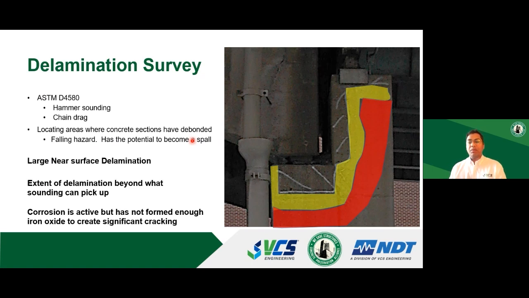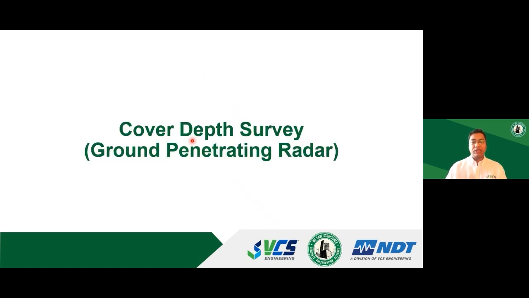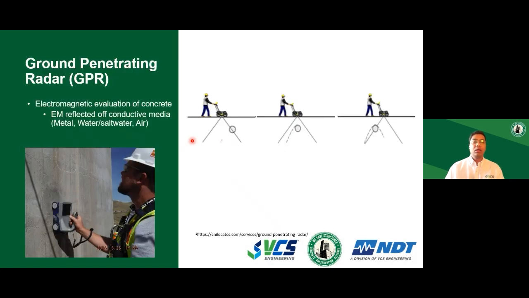My recommendation would be we need to use some advanced techniques to accurately assess, okay, this is where my damaged concrete is, and this is where I need to focus my attention for future corrosion mitigation or repairs. The more advanced techniques we often use in conjunction with hammer sounding and visual inspection is cover depth surveys using ground penetrating radar, or GPR as we call it.